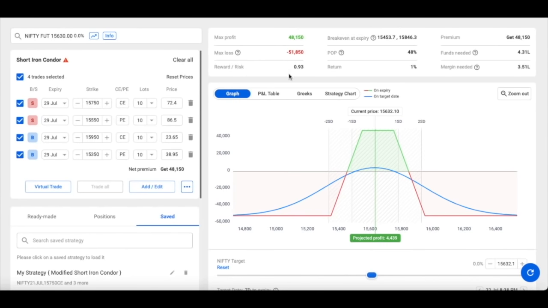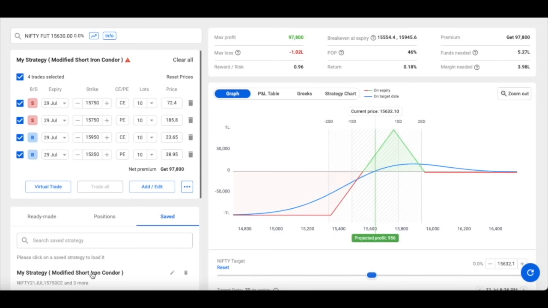Now let's go to my strategy. Okay, now if you see, here the margin requirement is close to 4 lakhs, but your break-even is 15,554 on the lower side and 15,945 on the upper side. Here your maximum profit potential is close to 98,000 and maximum loss is close to 1 lakh. The reward to risk ratio is 0.96. This is the payoff chart for my strategy.